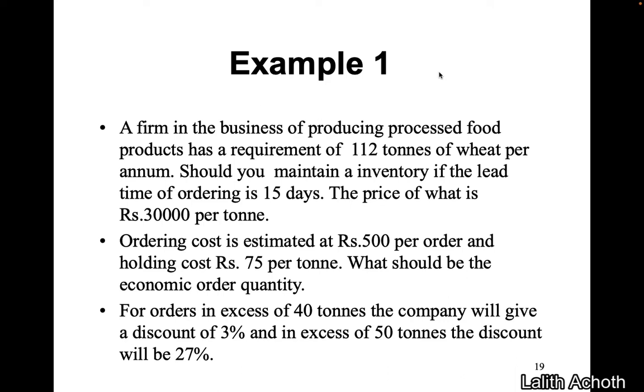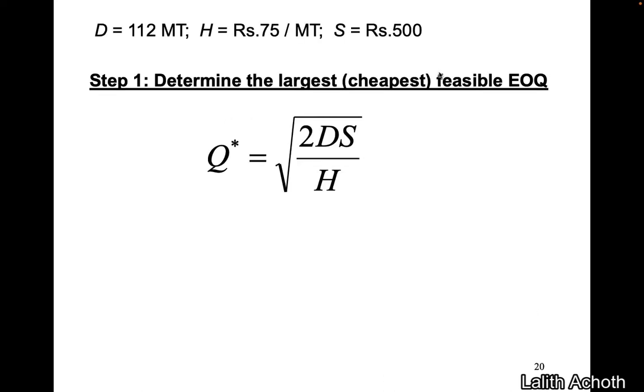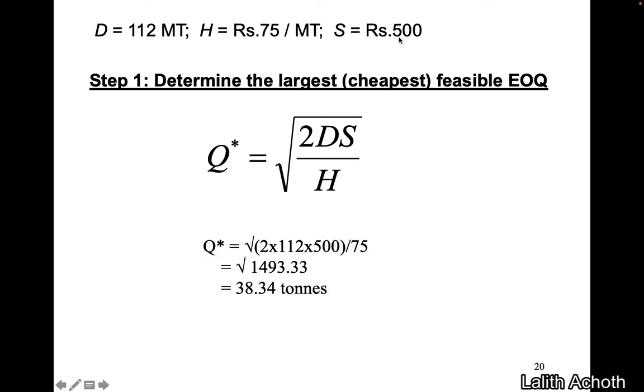Now, you want to know whether you should order 38, or you should order 40, or you should order 50. What would be the most economical, the least cost inventory? So, the formula is the same, so you should not forget the formula. It's just an application of formula. Demand is 112, H is 75, and S is 500. So, we get an economic quantity as 38.34 tons.